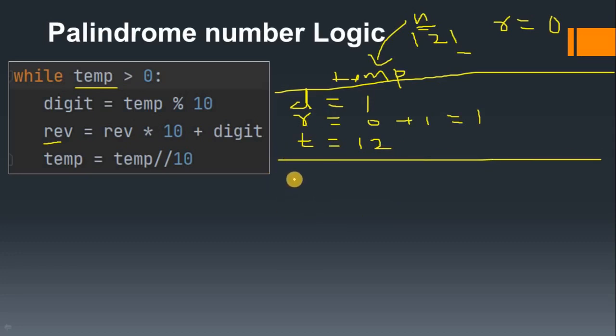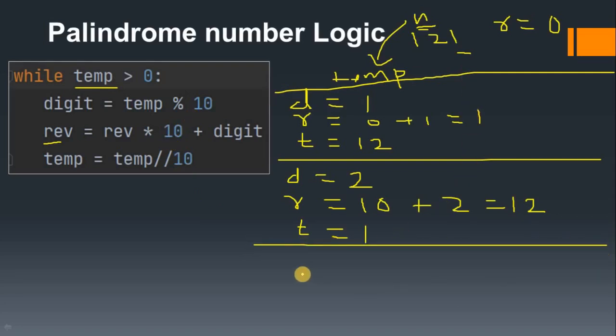Then in the next pass, the temp will be 12. Because 12 modulus 10 is 2, it will return remainder value 2. Then reverse equal to reverse into 10. But what is the value of reverse? 1. So 1 into 10 is 10 plus that digit is now 2. So it is what? 12. And temp value will be 1, because 12 divided by 10 is 1. So this thing will happen in the second pass.